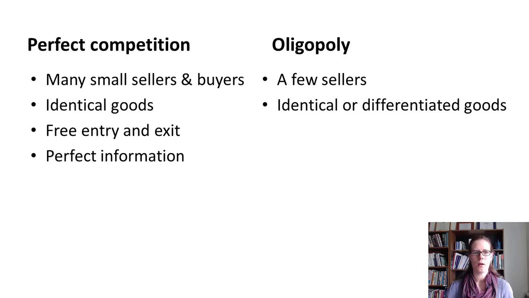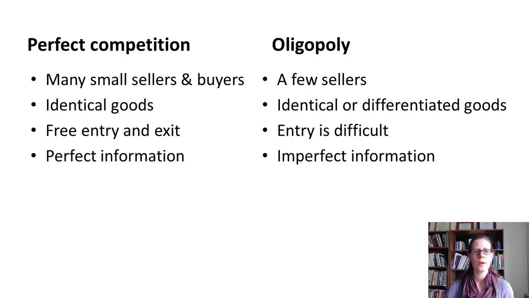Oligopolists may either all sell identical goods or differentiated goods, so that just depends on the market. There isn't free entry and exit into this type of market, but there also aren't strong barriers that restrict more than one firm from entering the market. Entry can be difficult because of weaker versions of the market barriers we talked about for monopoly, but it is possible. And there may not be perfect information in this type of market.